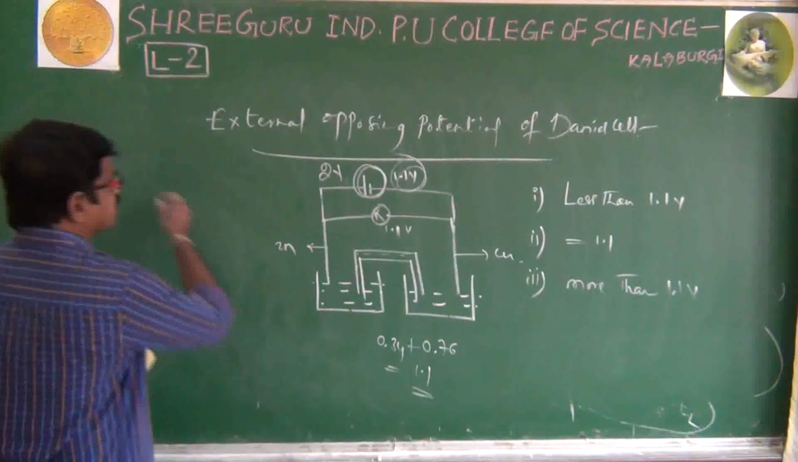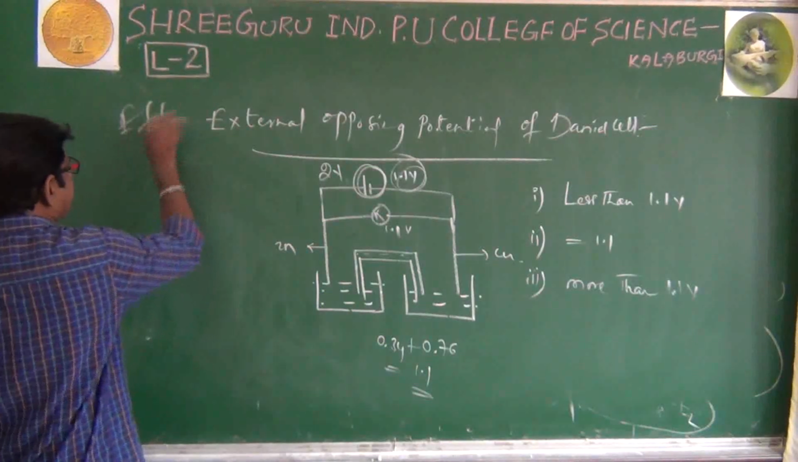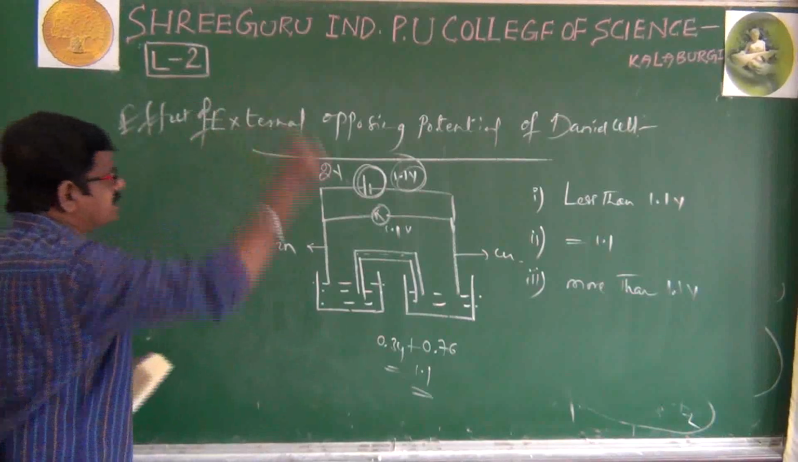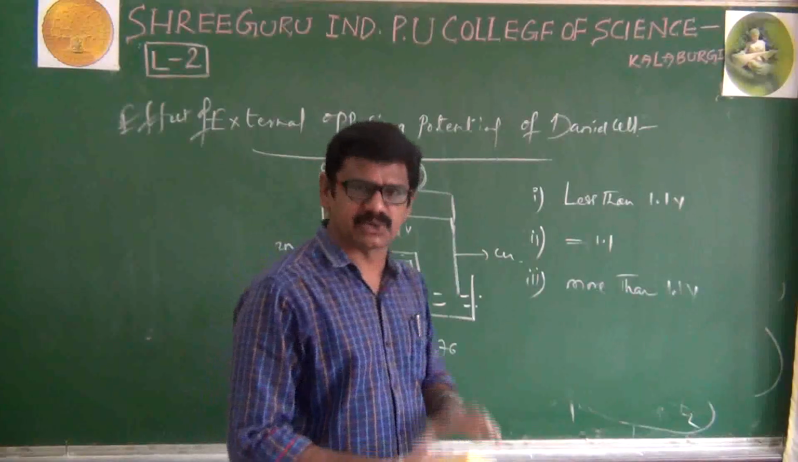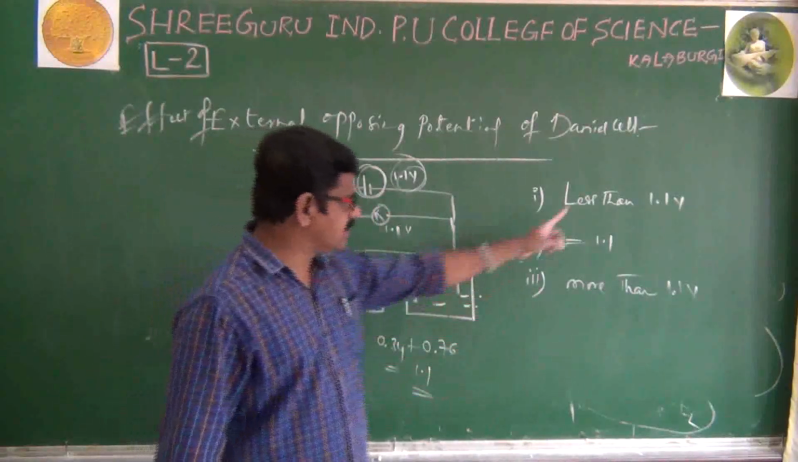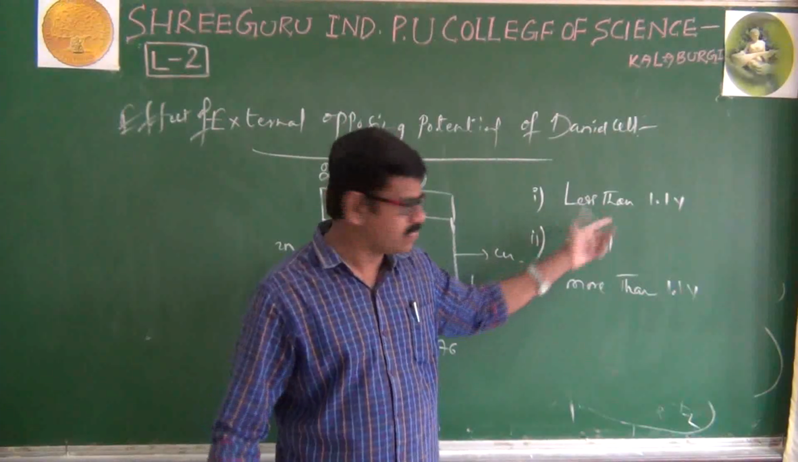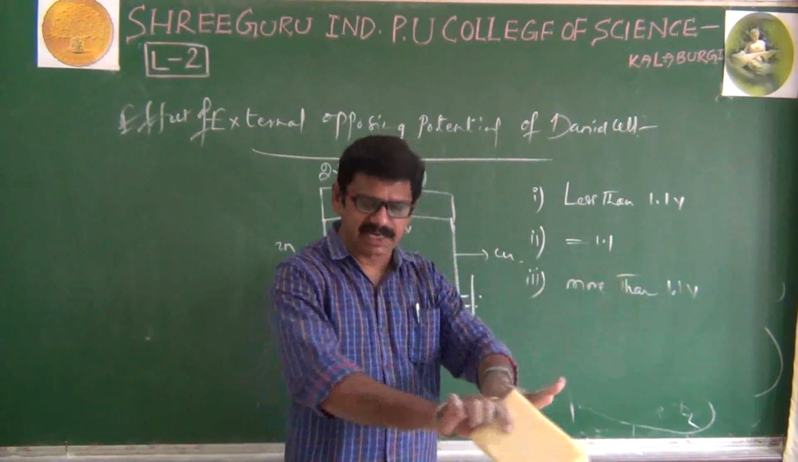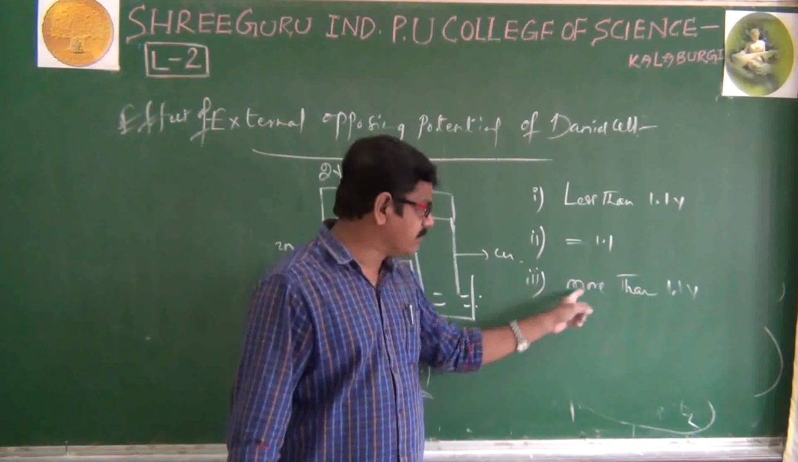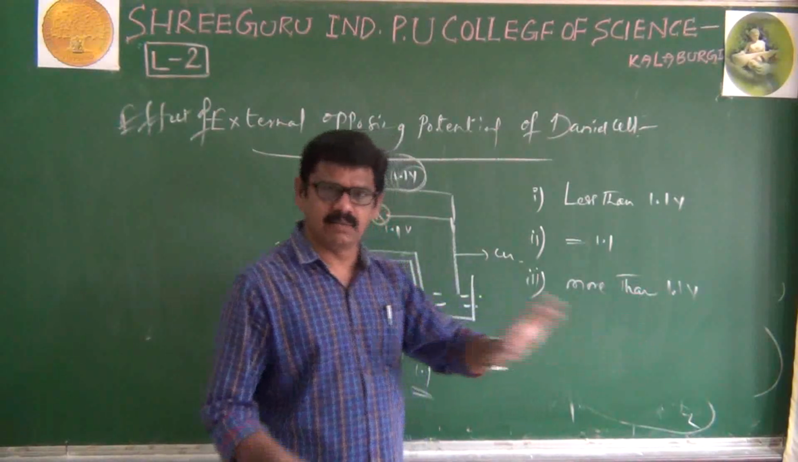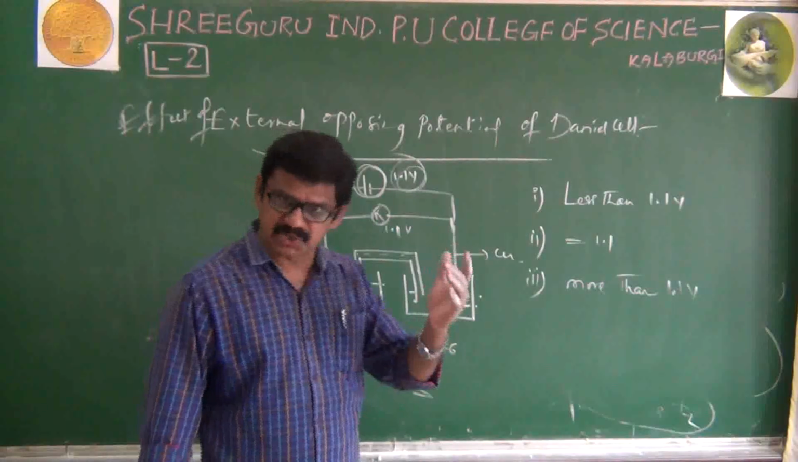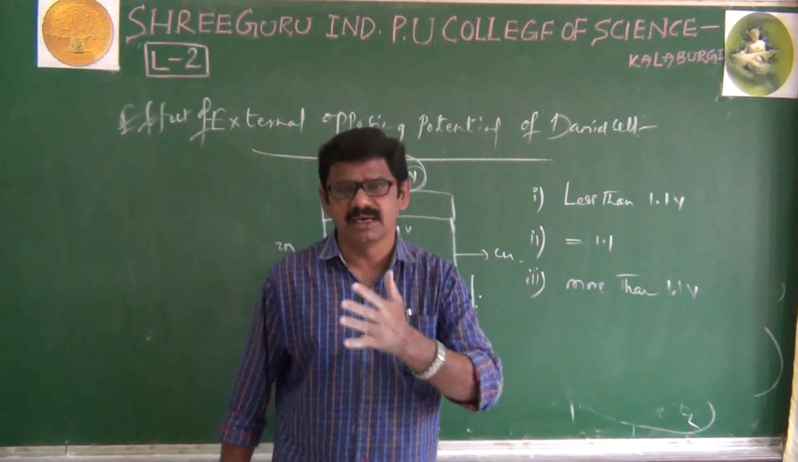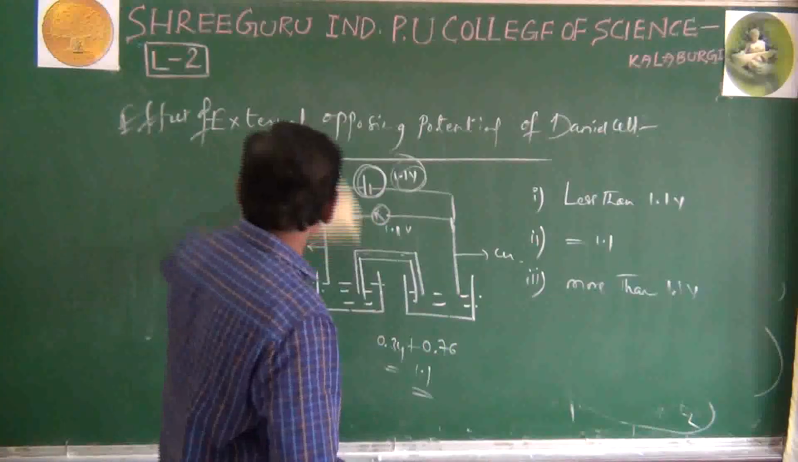Effect of external opposing potential on Daniell cell. Total 3 cases are there. One is less than 1.1, no change. Equal to 1.1, immediately cell reactions have stopped, and more than 1.1, then the cell becomes reversed. That is, the electrochemical cell has become an electrolytic cell.